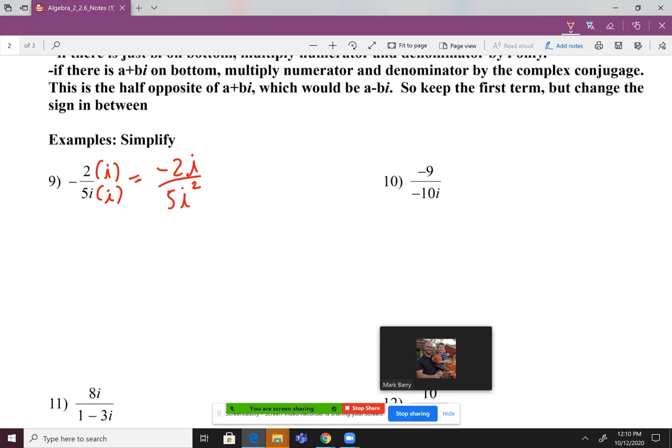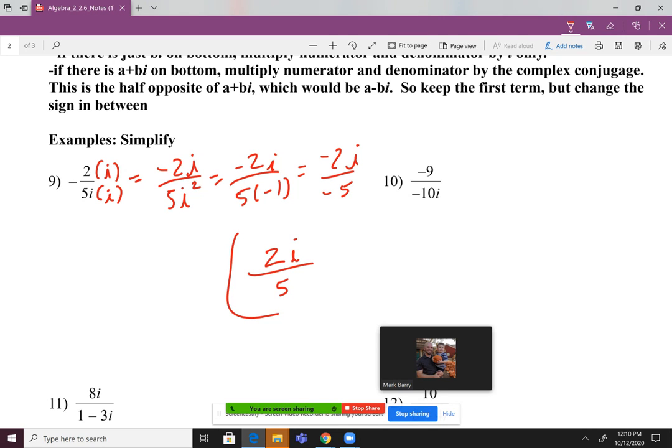Wait a minute. What do we do with i squared? Turn it into negative 1 and multiply, that is correct. So I'm going to call this negative 2i over 5 times negative 1. So I'm going to call that negative 2i over just negative 5. Well, now, what's a negative divided by a negative? It's a positive, so I'm just going to turn that into a positive 2i over 5.